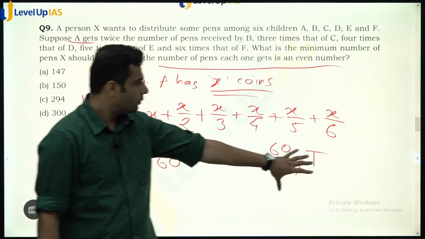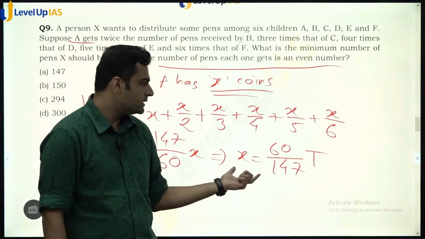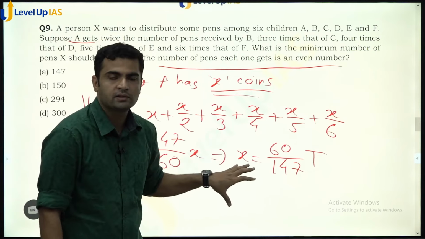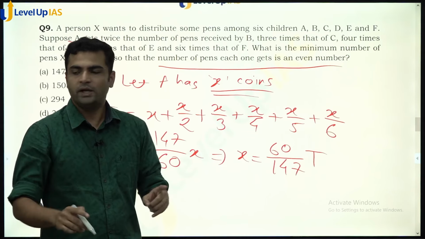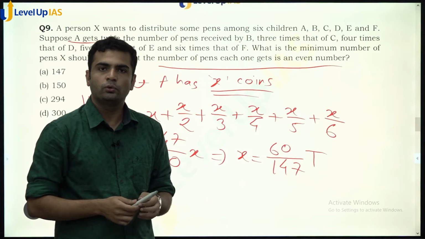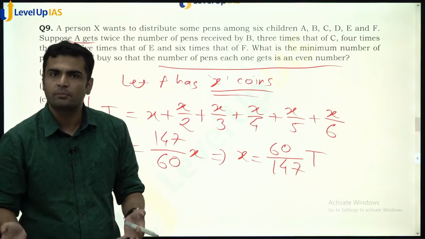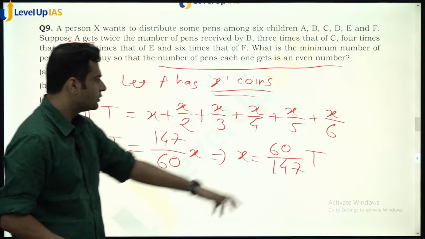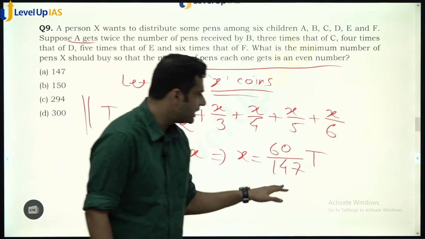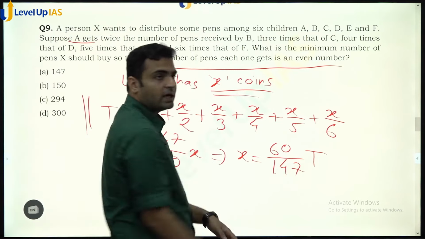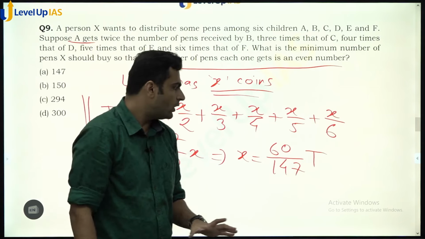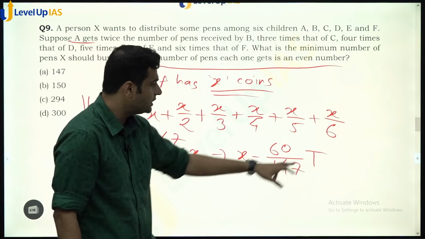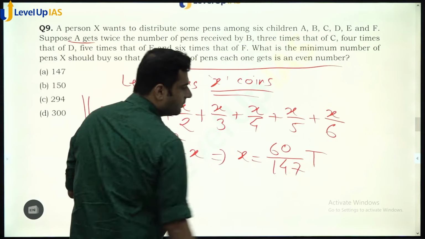Now, what does this tell you? Number of pens A has is this fraction into total number of pens. So, can the number of pens A has be a fraction? No, a pen is a distinct quantity, right? You can have 1 pen, 2 pens, 3 pens. You cannot have half a pen or 3 by 2 of a pen or 3.33 of a pen. That is not possible. So whatever this number T is, it has to be a multiple of 147, because 147 has to be cancelled from here. I think you got it. The total number of pens has to be such that 147 gets cancelled here. So T has to be a multiple of 147.